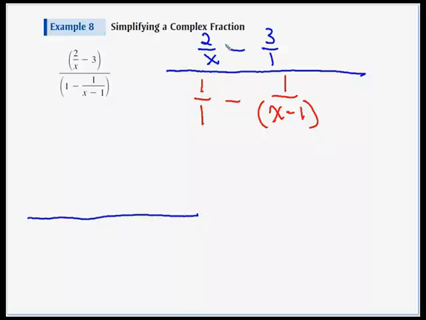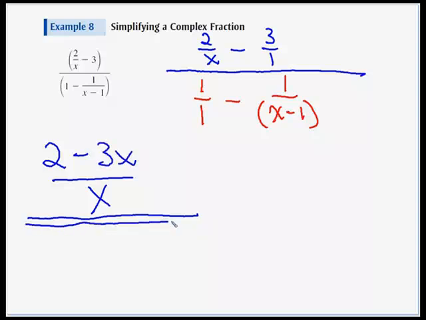So let's see here, just the numerator, our denominators are x and 1, so we multiply them together and get x. And then we multiply up. 1 times 2 is 2. This x times negative 3 is negative 3x. And I'll make this a double line. So there's the numerator of our complex fraction. And now on to the denominator.